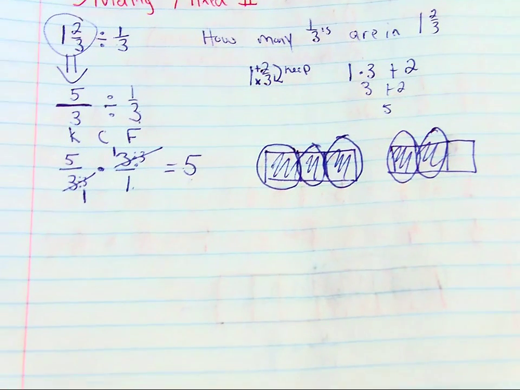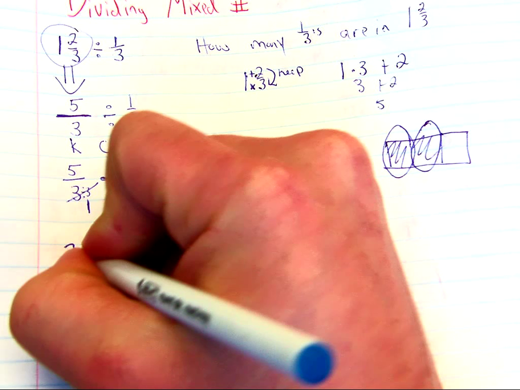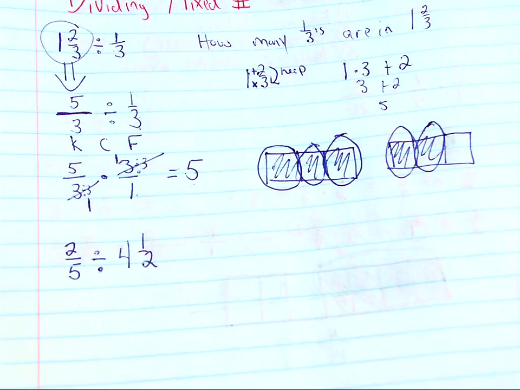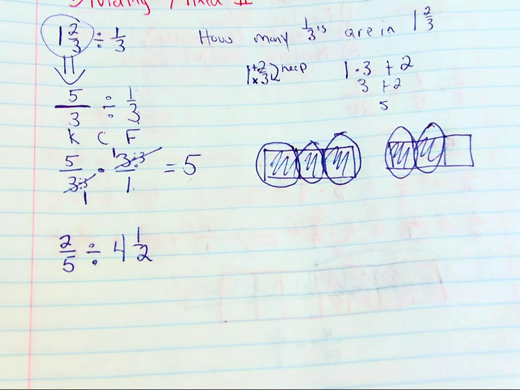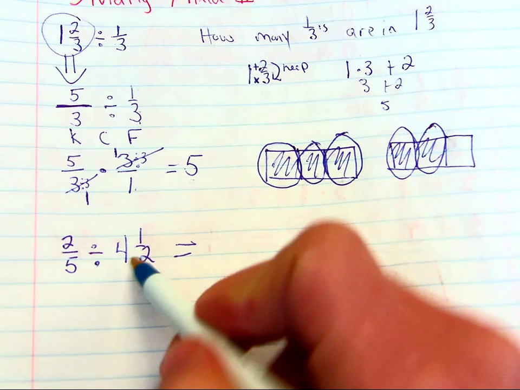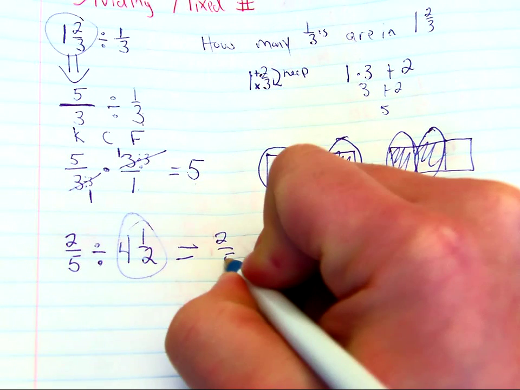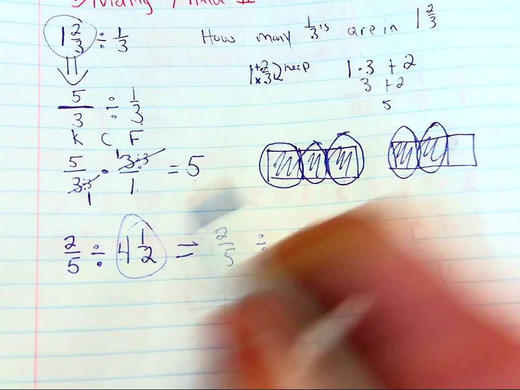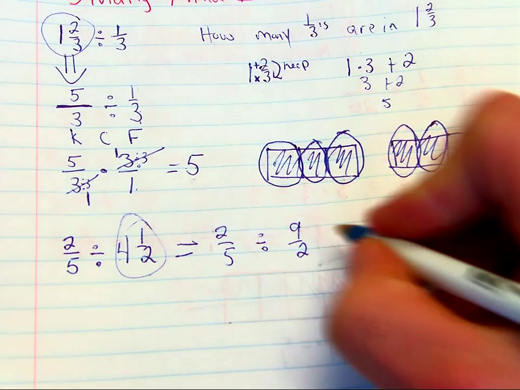One other example for you would be, let's say I had 2/5 of a gallon of paint, and I need to split it between 4 1/2 walls. So I'm taking 2/5 of a gallon of paint and splitting it between 4 1/2 walls. I need to change this to an improper fraction: 2 times 4 is 8, plus 1 is 9. That's the same thing as 2/5 divided by 9/2.